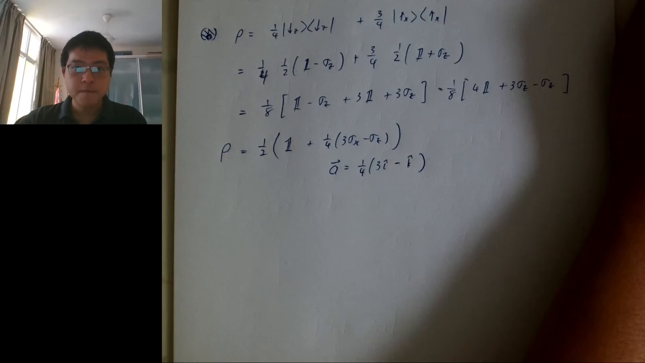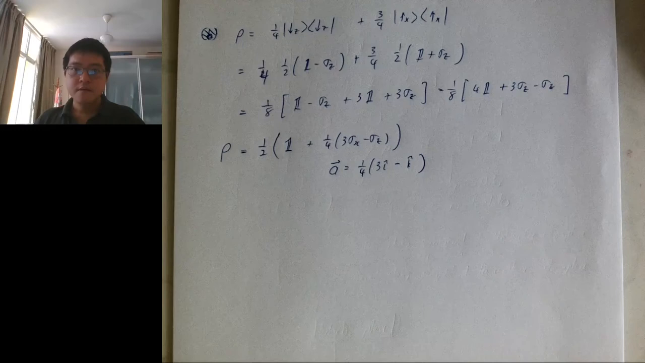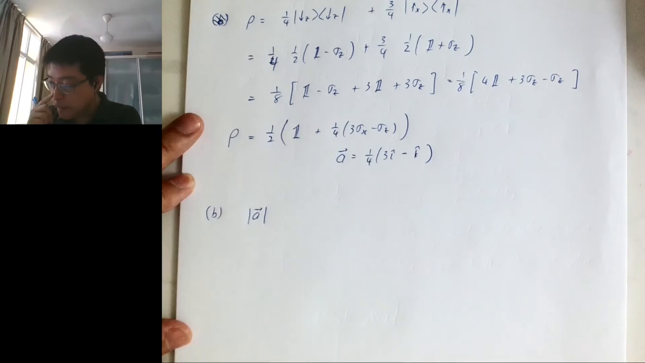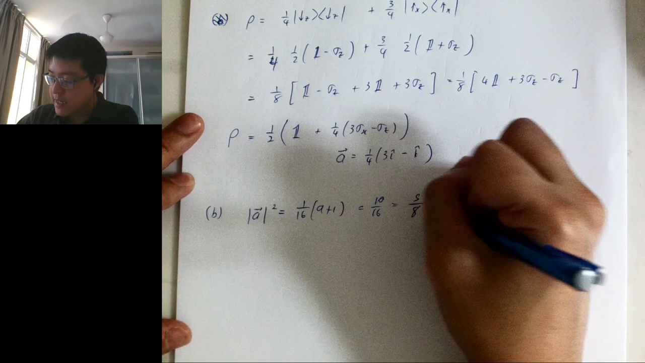Okay, so the rho square, and find whether this is a pure state or a mixed state. Well, I got the A already. I can answer this a bit quickly if I have the A. Notice that what is the length of A? Length of A square is 1 over 16, 9 plus 1. So this is 10 over 16. So this is 5 over 8. It is a number that is less than 1. So this is a mixed state.